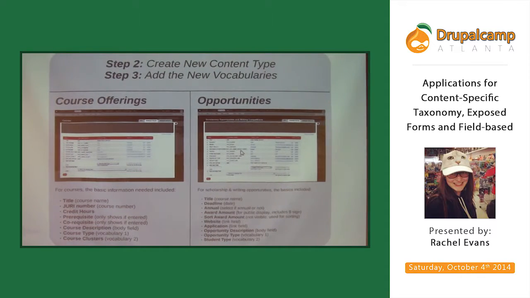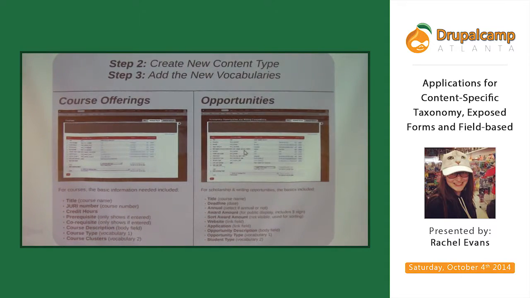Creating your new content type. Just to give you a snapshot of what we used for the new content types for each of these, there were a couple of things that each of them needed just for the basics. So for a course offering, the typical thing would include a title, a jury number, which is our course number, credit hours, and a course description. We're also going to have the 2 vocabulary types at the bottom just for them to sort with. And then some courses include a prerequisite and a co-requisite.